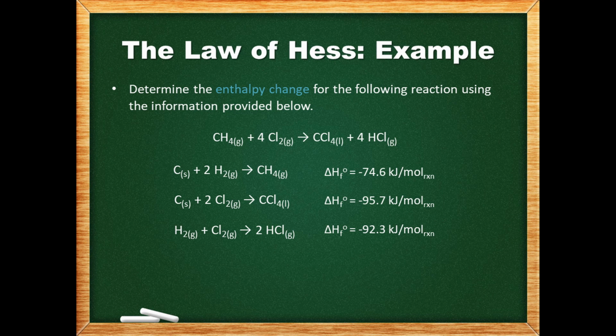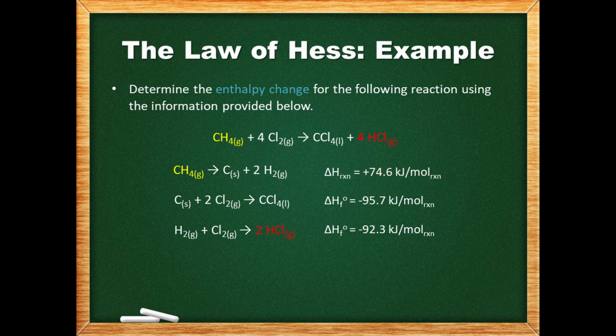Then we can consider the coefficients of species that appear in the overall reaction, which can tell us whether a reaction needs to be multiplied. First, we might notice that methane appears only in one reaction and as a product. However, it is a reactant in the overall reaction, so we will need to reverse the first reaction. This will change the sign of the corresponding enthalpy change.